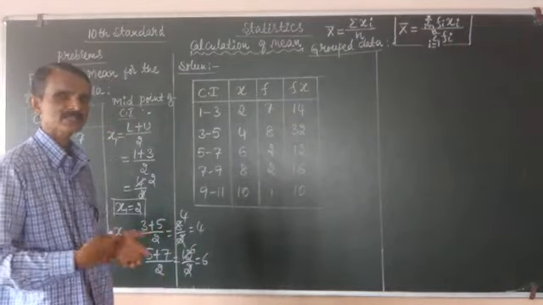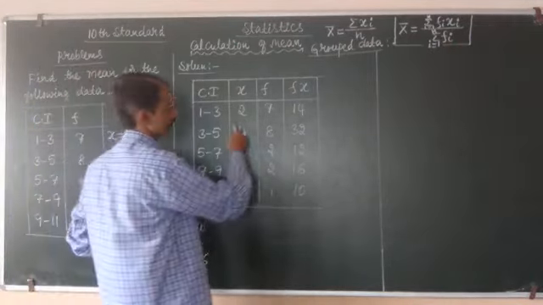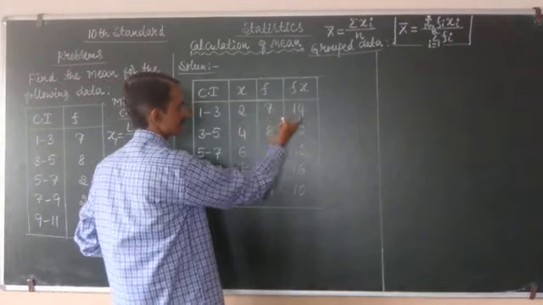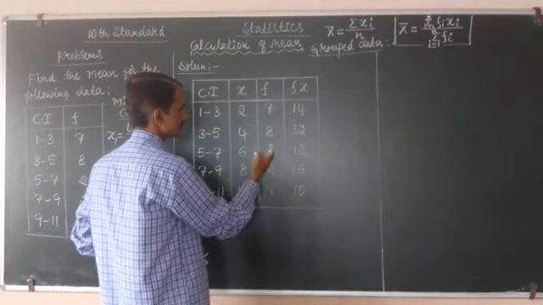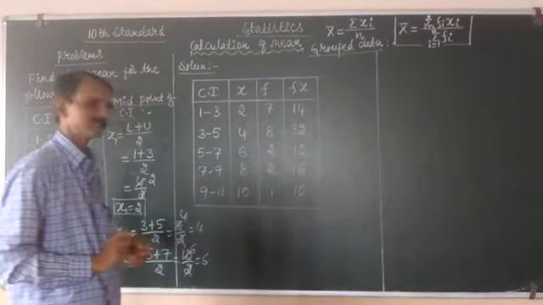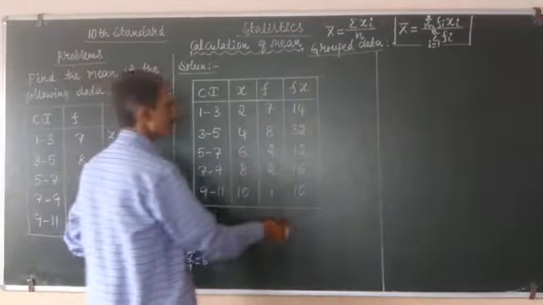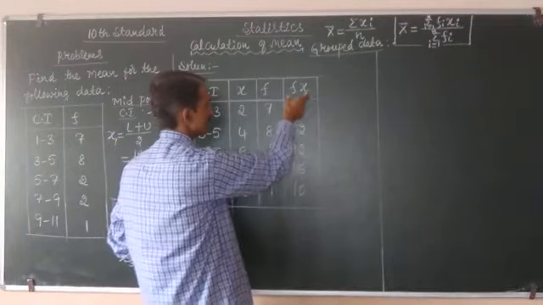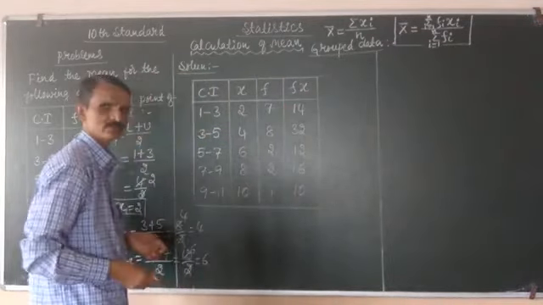So just as in the previous problem, again multiply: 7 2s are 14, 8 4s are 32, 2 6s are 12, 2 8s are 16, 1 10 is 10. Now add all the products of fx.